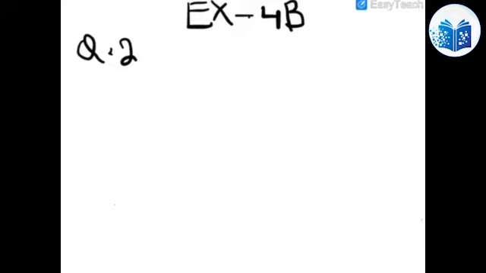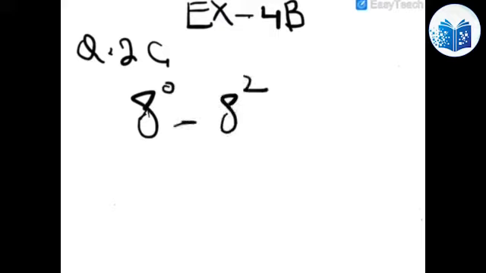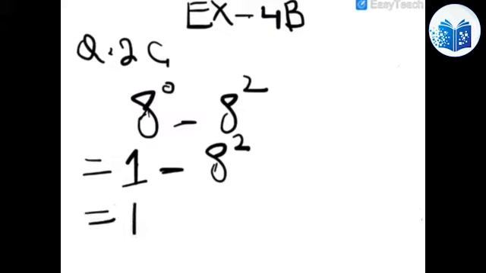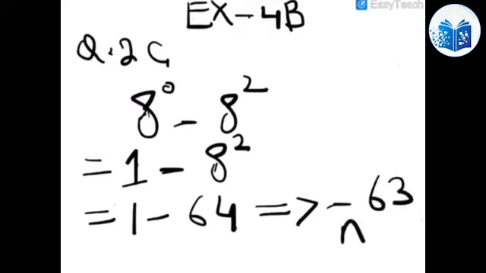Okay? Then we have question number 2C, and 2C says 8 power 0 minus 8 square. So it will become 1 minus 8 square. We'll open the square: 1 minus 64, and the answer will be minus 63. That's the answer. Okay, not very difficult.